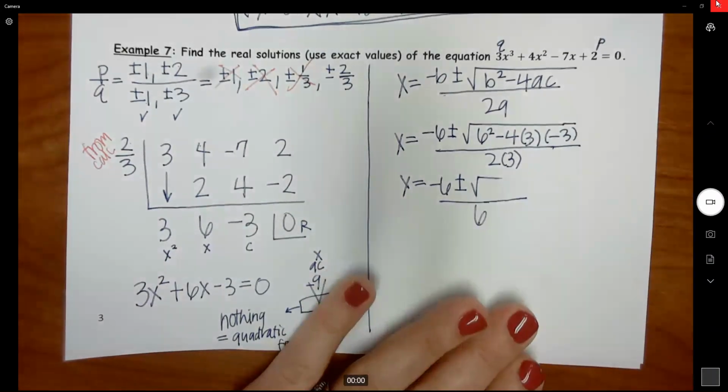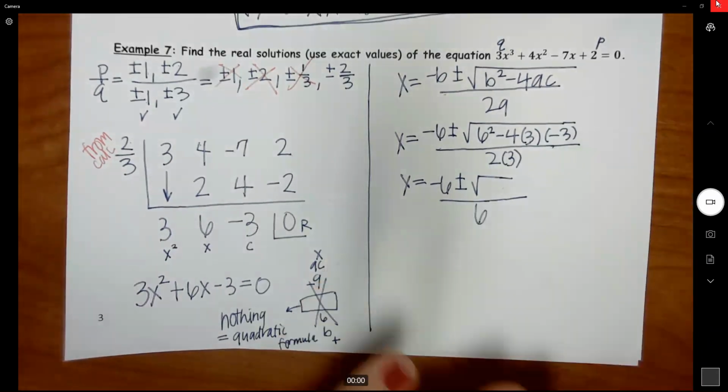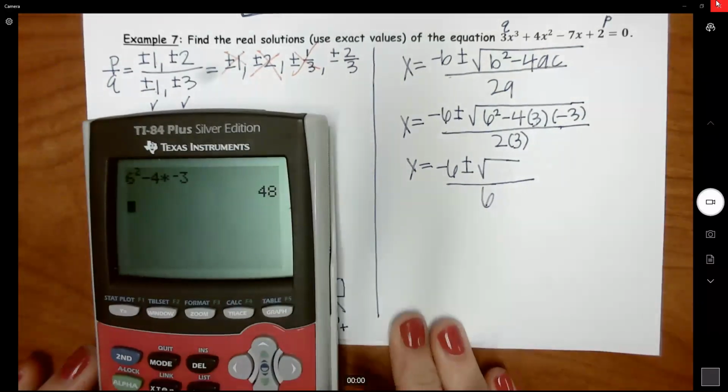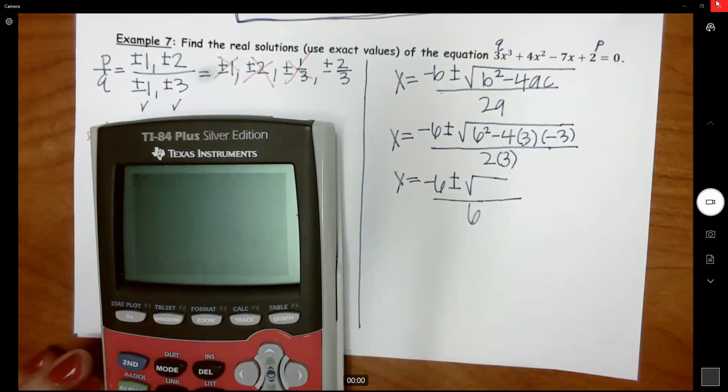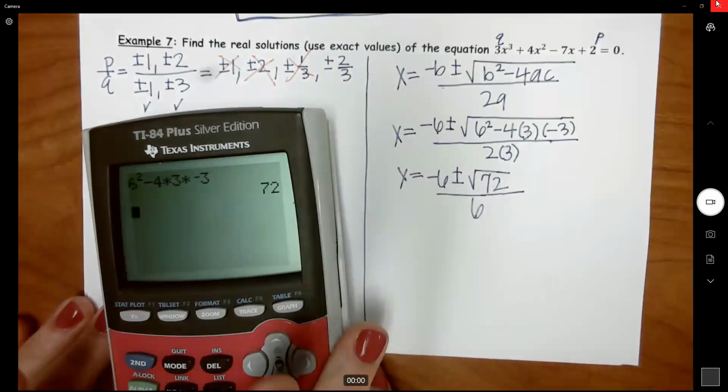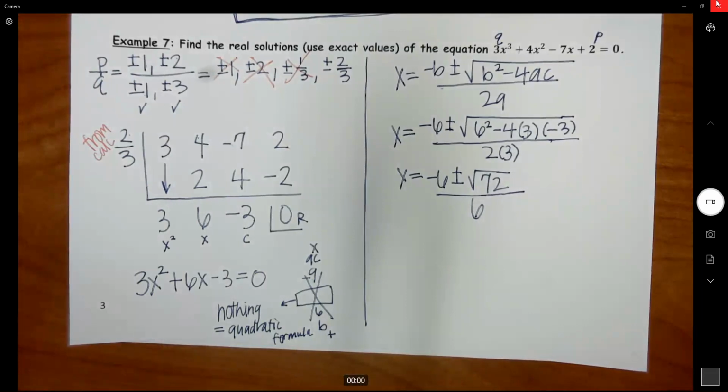You know, there's just nothing better than making a complicated problem more confusing by making mistakes. So, yay. 6 squared minus 4 times 3 times negative 3. Let's try 72. Boy, oh boy.